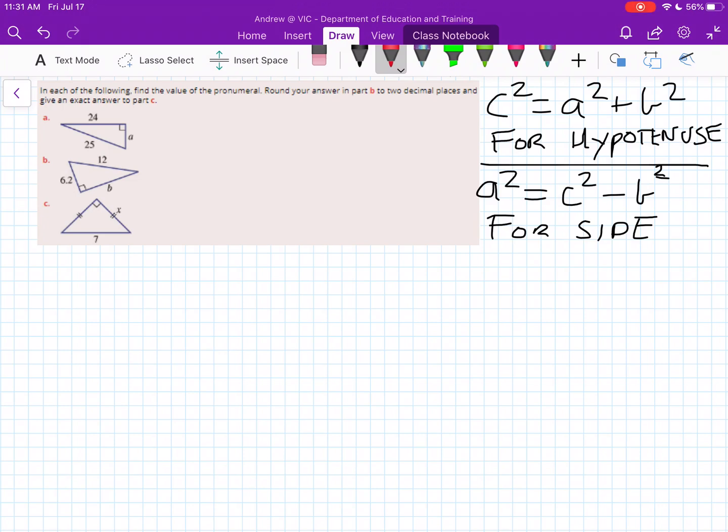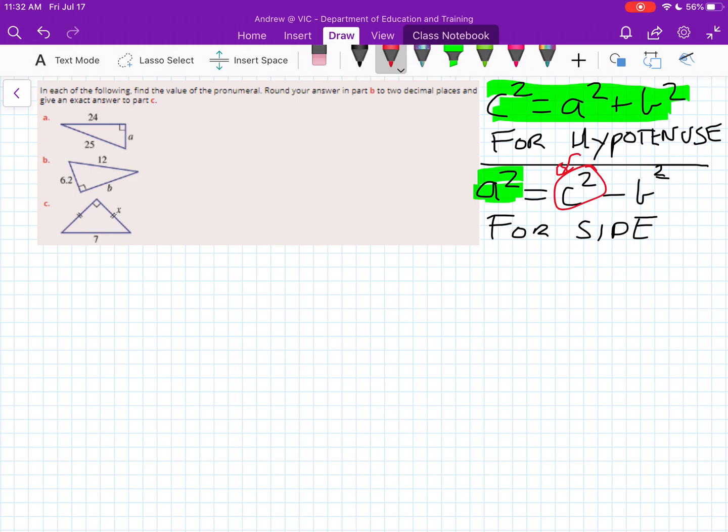G'day everyone, so in this video we're going to be finding unknown side lengths that aren't the hypotenuse using Pythagoras' theorem. So just remember, for the hypotenuse we use c squared is equal to a squared plus b squared. Okay, so whenever we're finding a side length you can rearrange it beforehand, you don't have to, but if you rearrange it beforehand you have a squared, so this is the side length, is equal to c squared. Just remember this c squared, this is our hypotenuse. So this one here is our hypotenuse, and then minus b squared, the other side length.